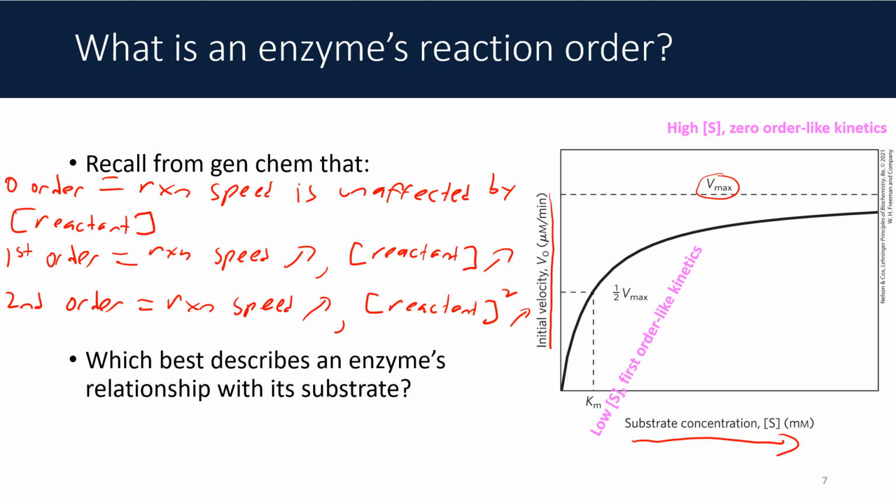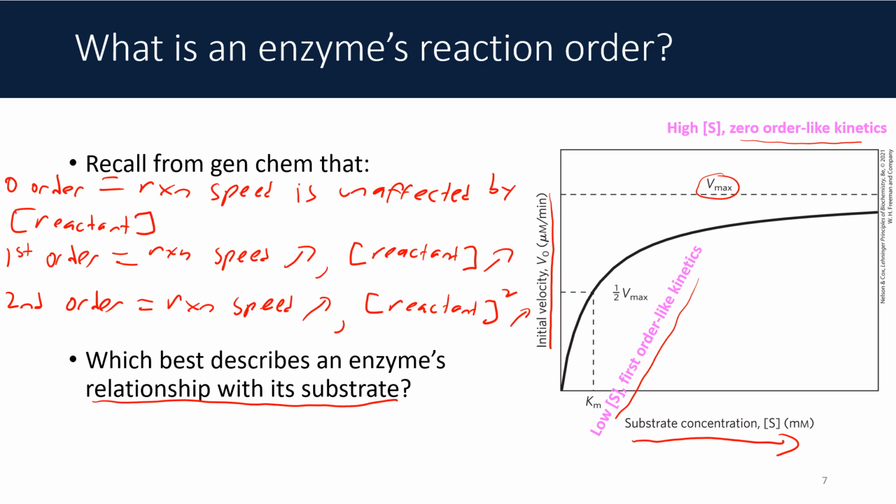Now ask yourself, what is the reaction order of an enzyme catalyzed process? At first blush, you may think it's first order because increasing the substrate increases the reaction speed. Sure, but later on in the plot, the reaction order looks more like zero order kinetics because now the speed isn't affected by that excess reactant, not dramatically at least. This is a really tricky question to answer.